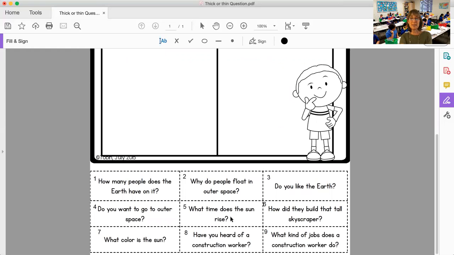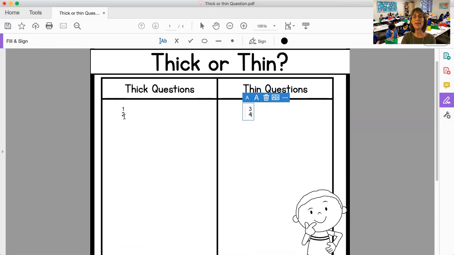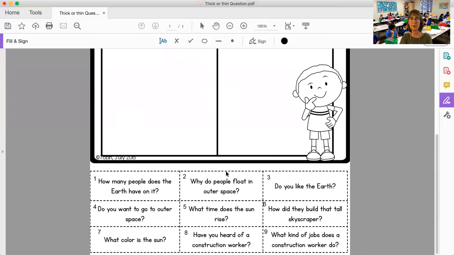What time does the sun rise? Well, that depends where you're at and what time of year it is, huh? So we would have to do some research. We'd have to study and read about that. So that's a pretty big question, isn't it? We can say number 5 was a thick question, one that we'd have to look up and research a little bit. Number 6, how did they build that tall skyscraper?